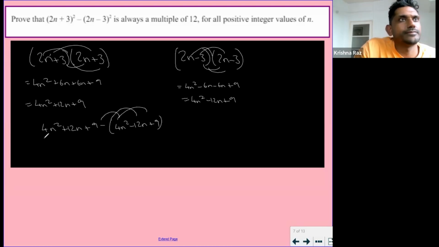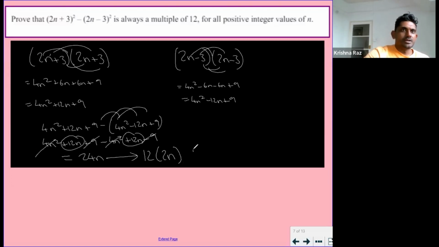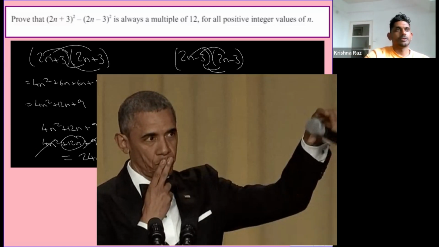Expand that out. We've got 4n squared plus 12n plus 9 minus 4n squared minus 12n plus 9. The 4n squareds cancel, the 9s cancel, and we're left with 12n plus 12n. That's 24n. How do I show that is a multiple of 12? Let's take the 12 out: 12 times 2n. Job done. See you later.